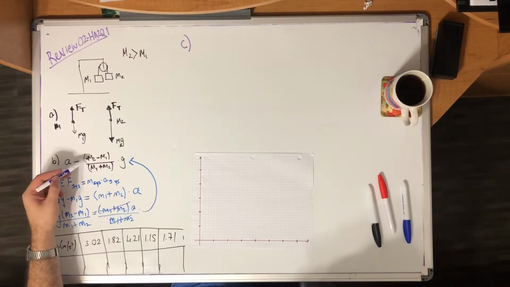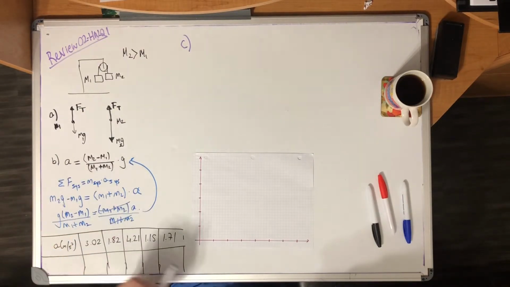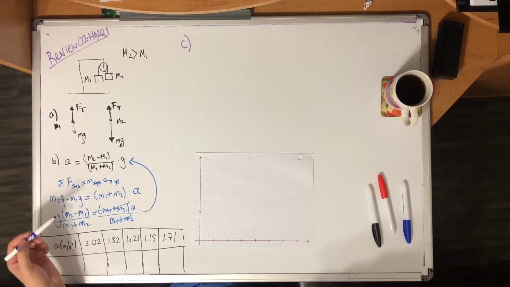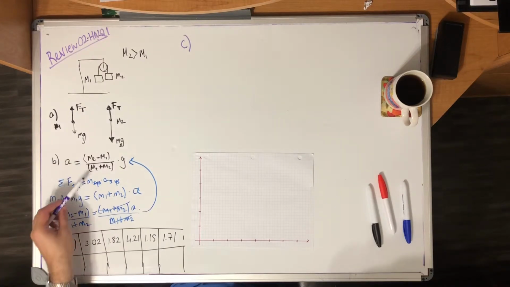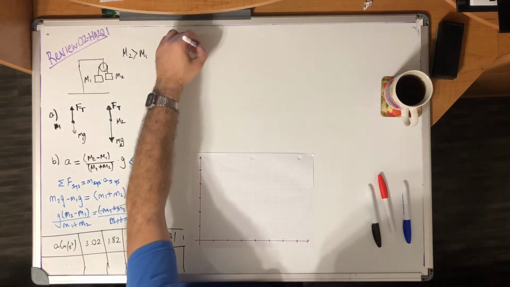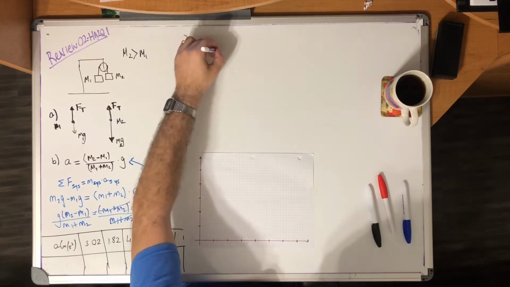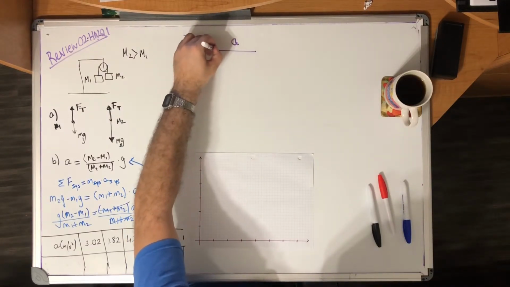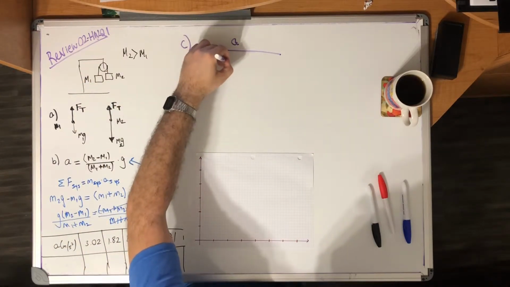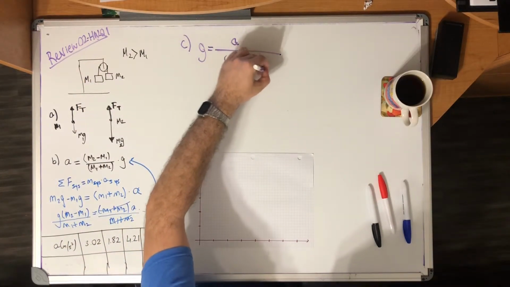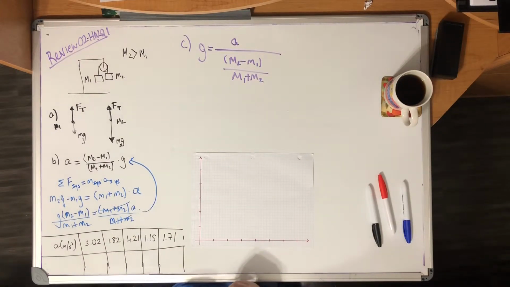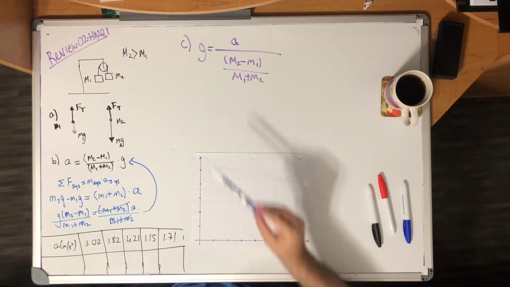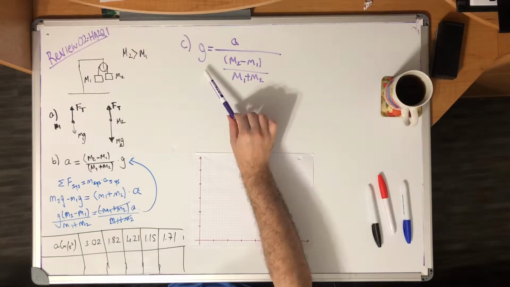You have (m2 minus m1) over (m1 plus m2) next to it. If you would like to isolate g, that means you divide both sides by this number. Then your g will become a divided by (m2 minus m1) divided by (m1 plus m2). So now I have what I wanted, because g is what I'm trying to figure out graphically.